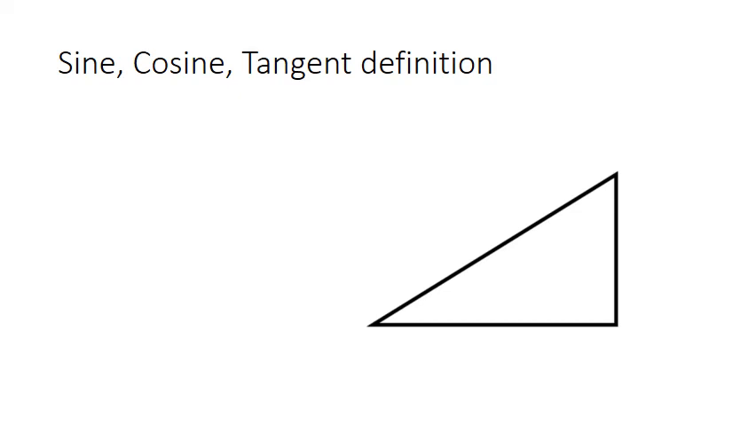In order for us to have a better understanding of sine, cosine, and tangent, we could remember something from geometry. Maybe we remember this acronym SOHCAHTOA, where S represents the sine function, C represents the cosine function, and T represents the tangent function. So sine is opposite over hypotenuse. Cosine is adjacent over hypotenuse. Tangent is opposite over adjacent.